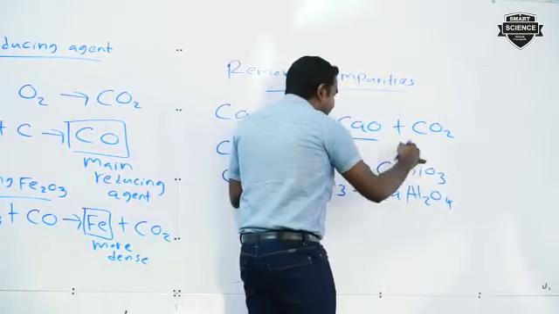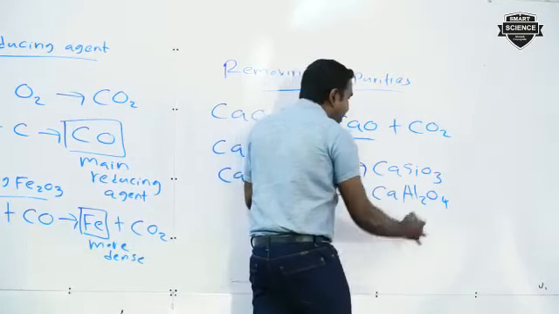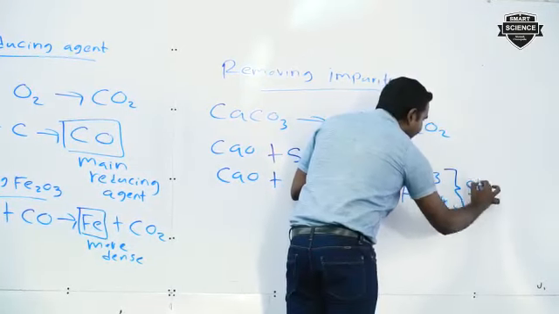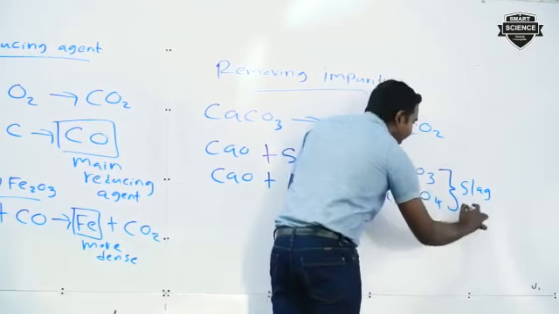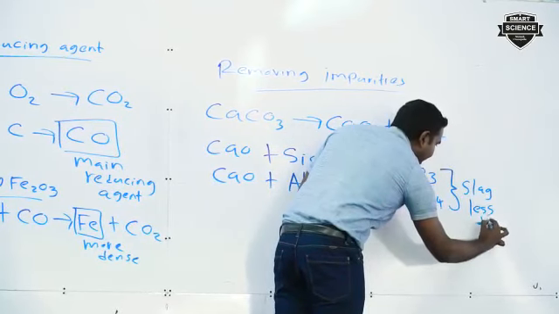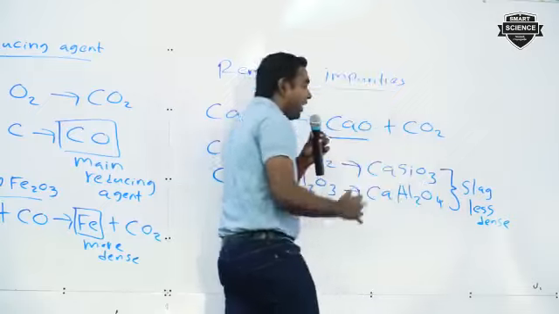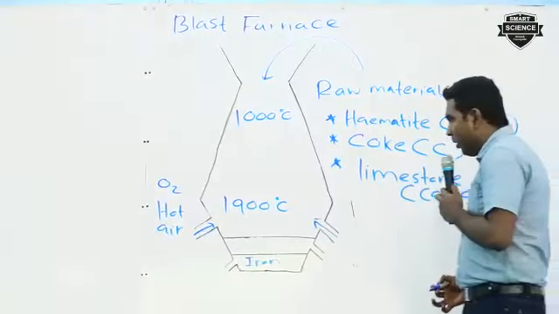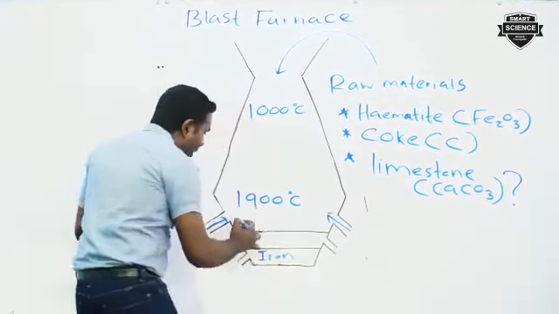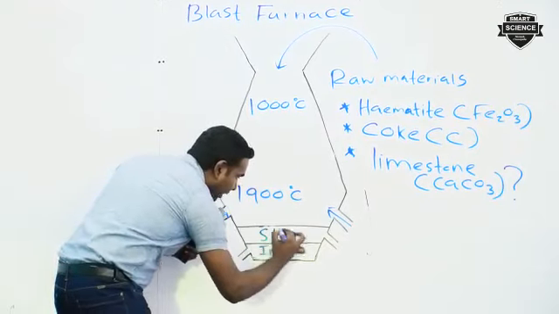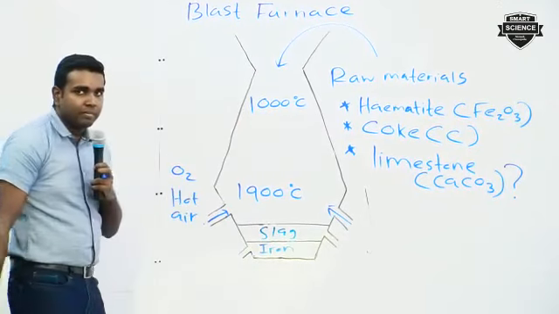Together, calcium silicate and calcium aluminate, we call it slag. This slag is less dense than iron. So, slag will float on iron.